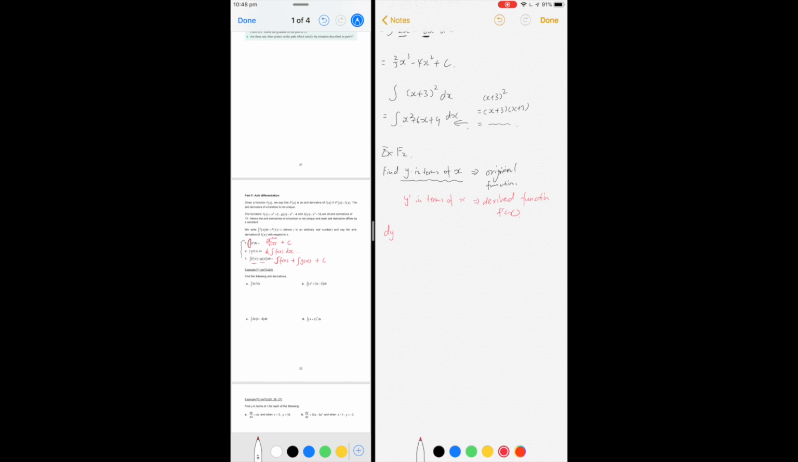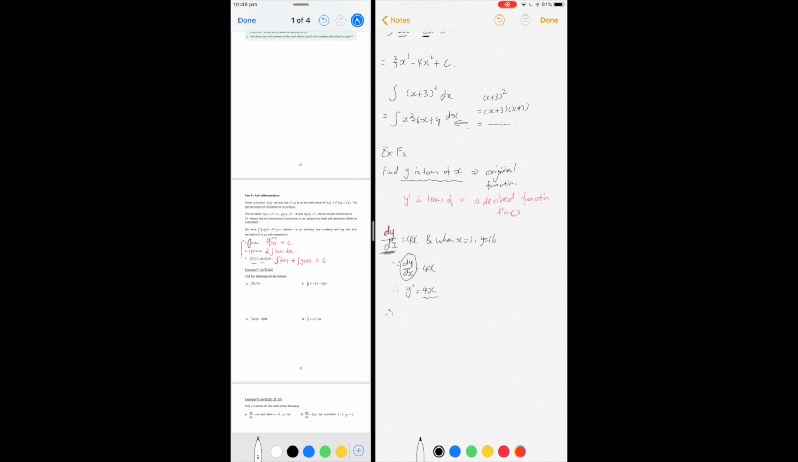Now initially we have dy by dx equal to 4x, and when x is equal to 2, y equal to 16. So dy by dx, we know that's y dash. That's the derived function. One thing you can do is rewrite it: because dy by dx is equal to 4x, and dy by dx is y dash, y dash is equal to 4x. So this is a derived function.